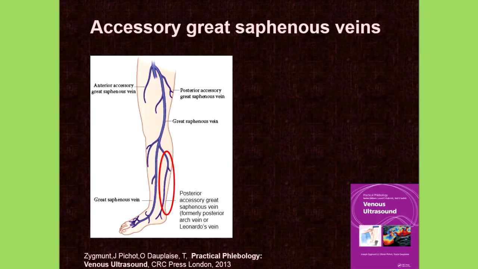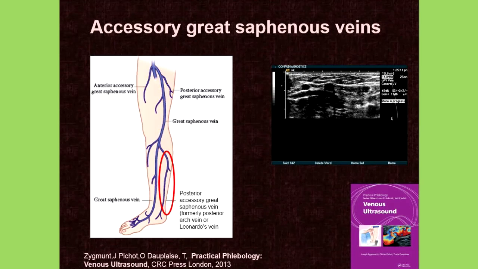Accessory great saphenous vein, again, can be in the thigh or the leg or both. That's the posterior accessory great saphenous vein, formerly known as the posterior arch vein, or Leonardo's vein. It's now the posterior accessory if it's within the saphenous sheath. This transverse image up at the groin shows the posterior accessory great saphenous vein on the left, the great saphenous vein, and the anterior accessory great saphenous vein, all of them seen in this one image.